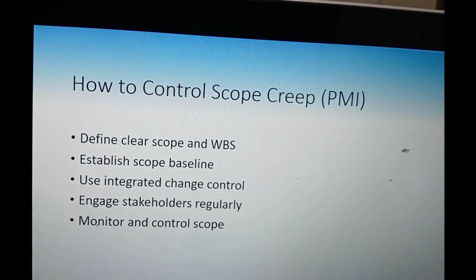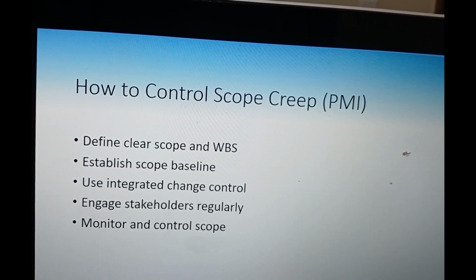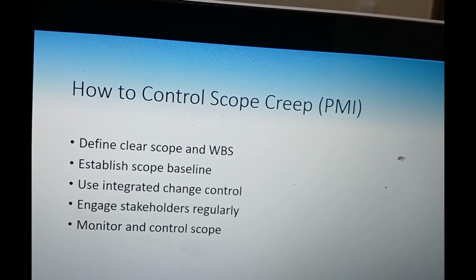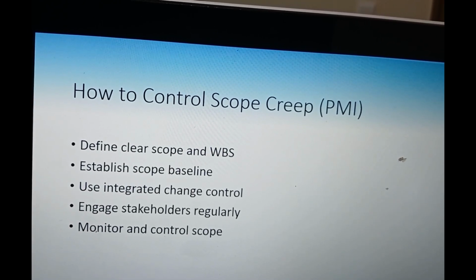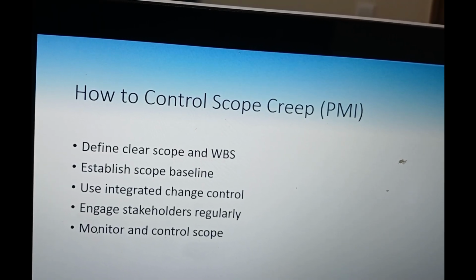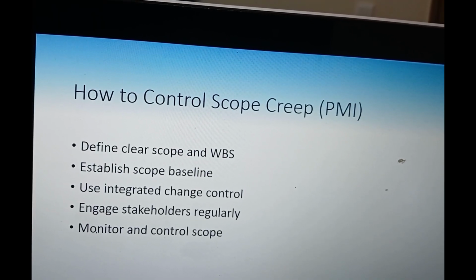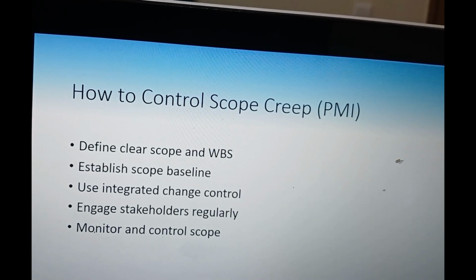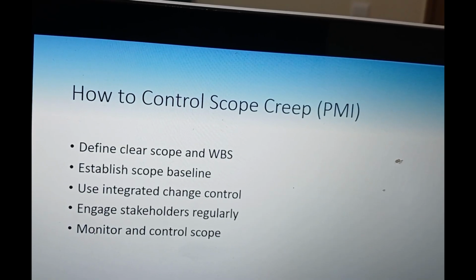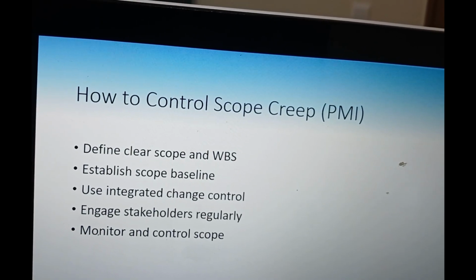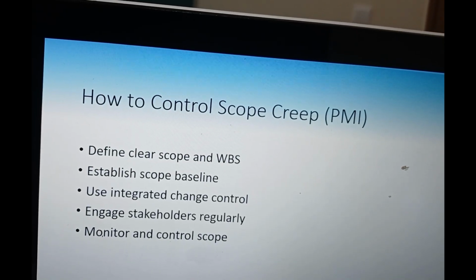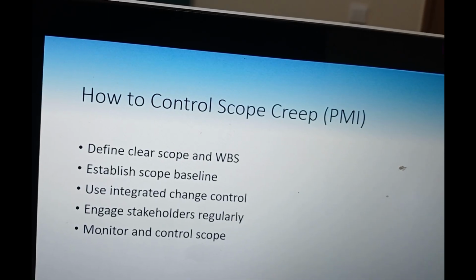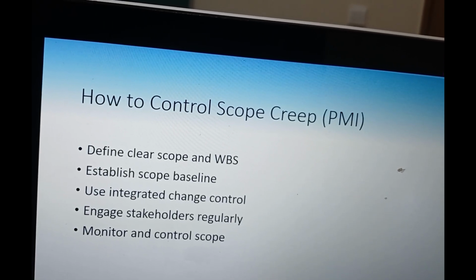What can we do, or how can we do to control scope creep? One, we need to have a clear definition of a scope. To be very clear on what is included in the scope. And also the work breakdown structure, because this is the breaking down of tasks into smaller manageable units. So if you introduce the work breakdown structure, it can help you to control what is to be included, what is to be carried, and what is not to be carried in the project.